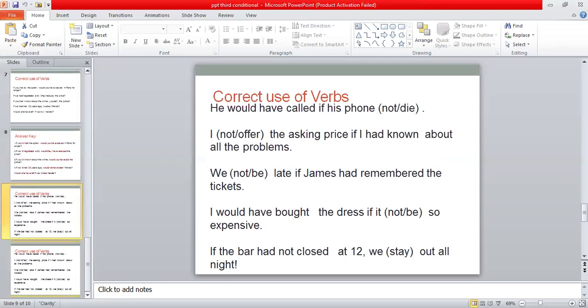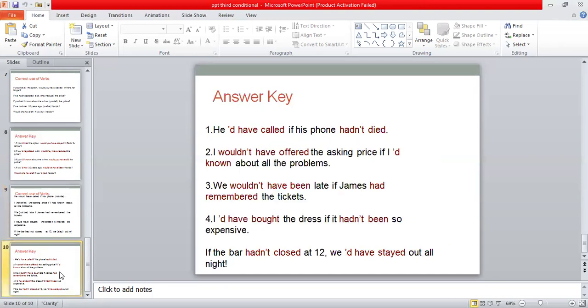And right after doing all these sentences, you can have the answer key, where you can simply check your answers. If there is any mistake, you can correct your mistakes. And I think with the help of all these practice sentences, your idea of the third conditional would be quite clear by now. Still, if you have any confusion, you can ask.